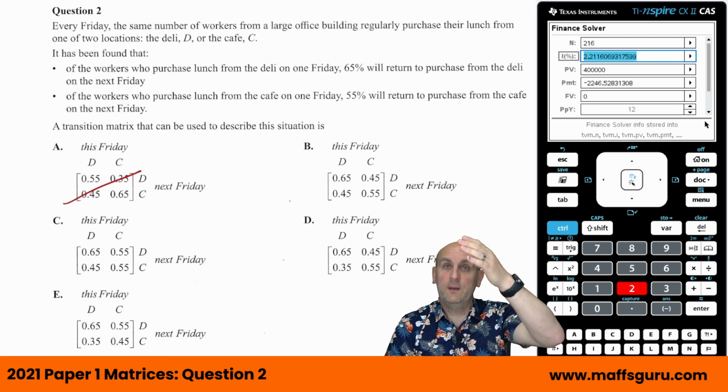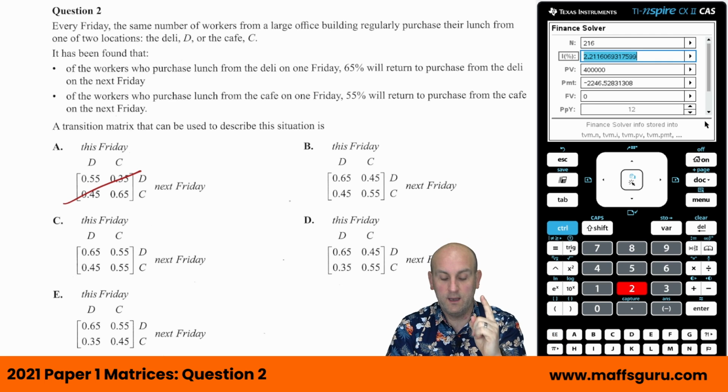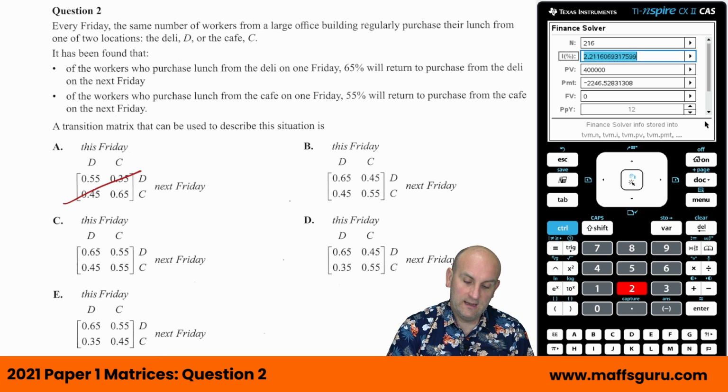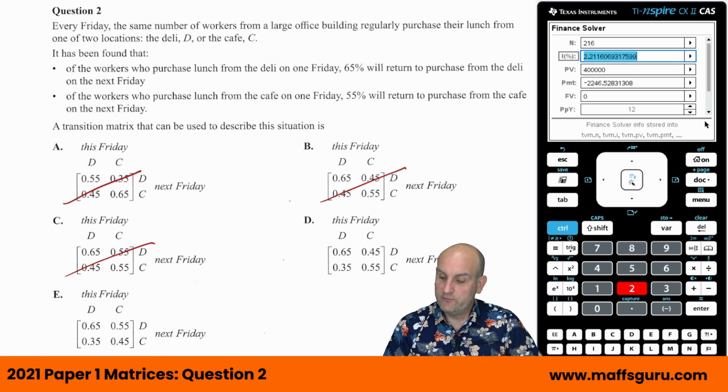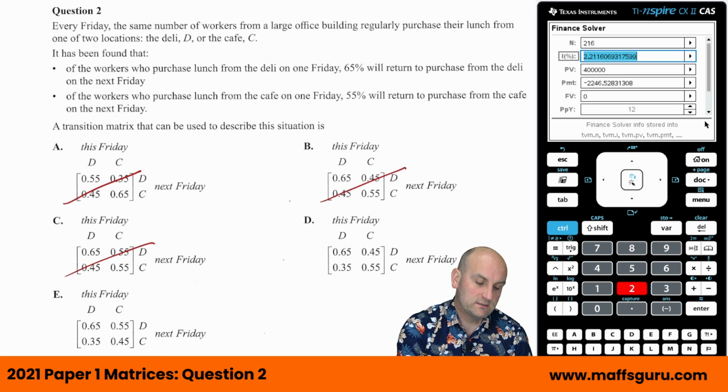Now again, what do we know about the columns? They must add to make 1. So we're now looking to make sure that anything with a 0.65 in adds to 1. Well, that certainly doesn't add to 1, and that certainly doesn't add to 1. So we've narrowed that down already to just those 2 answers, or 2 suggestions.